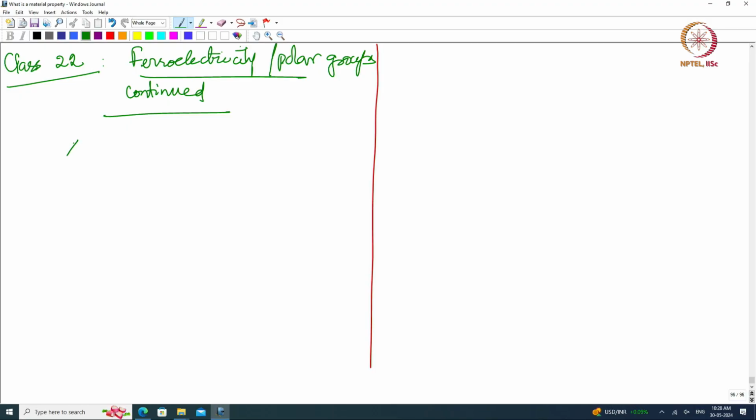So, in the last class we ended by saying that at room temperature in barium titanate, the titanium moves up from the center of the octahedral void position, the octahedra defined by the oxygen. The oxygen octahedron also distorts at room temperature, and that gives a dipole moment in a single cell, right.